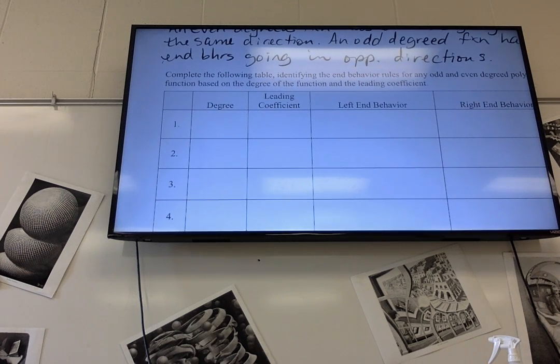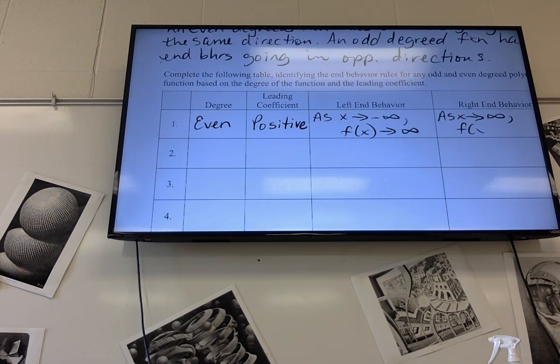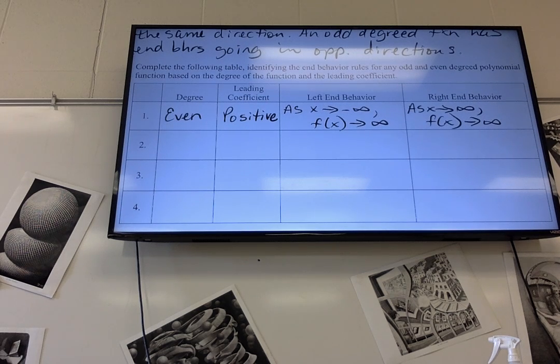So if the degree is even, and the leading coefficient is a positive number, then that means they both point up. So we write that this way: as x approaches negative infinity, so as I'm going to the left, f of x goes to infinity, goes up. And as x approaches positive infinity, f of x, again, goes up. Notice they're both the same, because it's even.